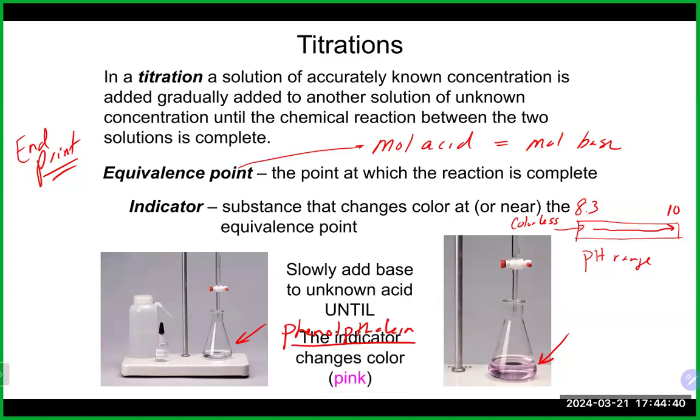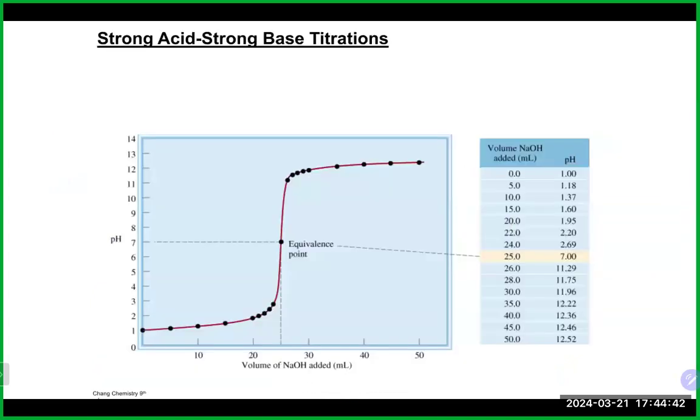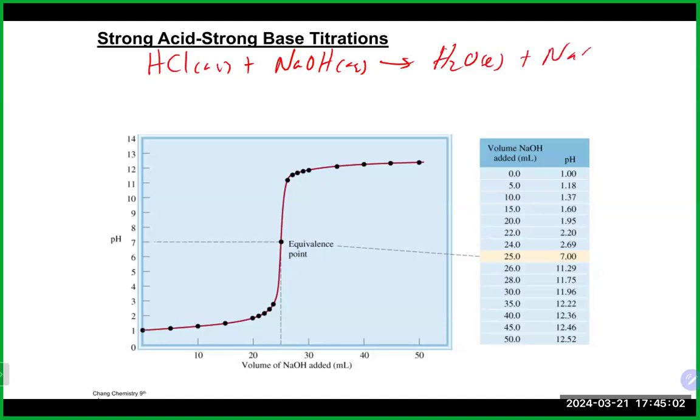So let's take a look here at the first type of titration we're going to look at, which is a titration of a strong acid with a strong base. So we'll do a little hydrochloric acid and a little sodium hydroxide. And that's going to do a little reaction there and give me some water and a little sodium chloride action happening.